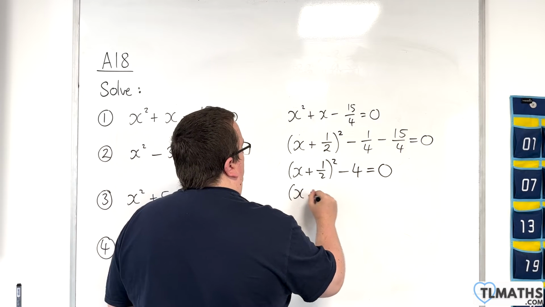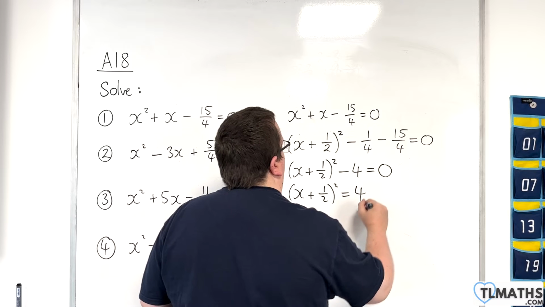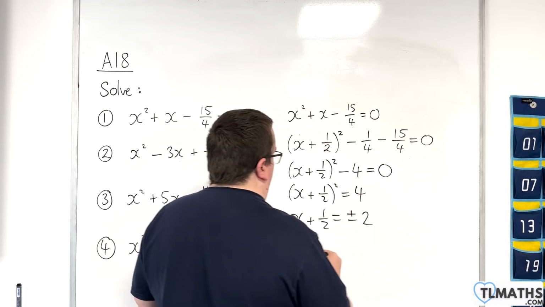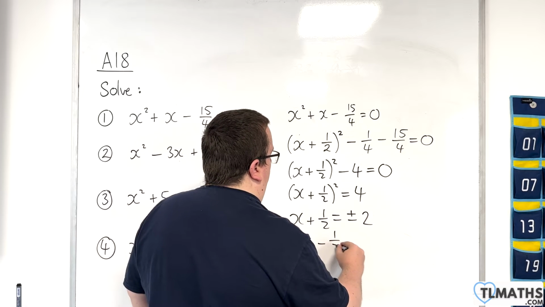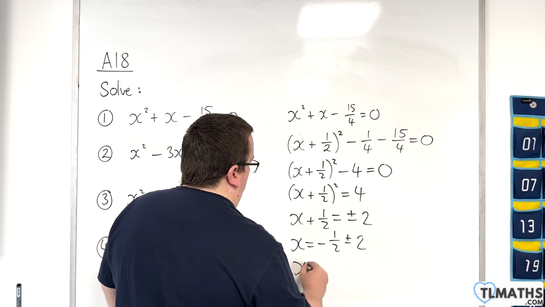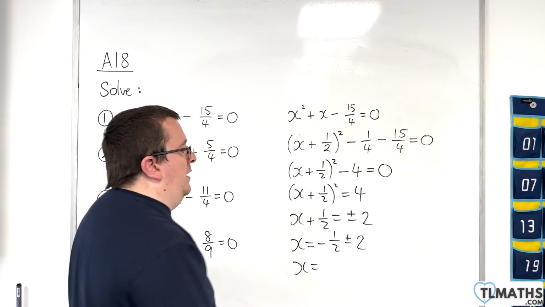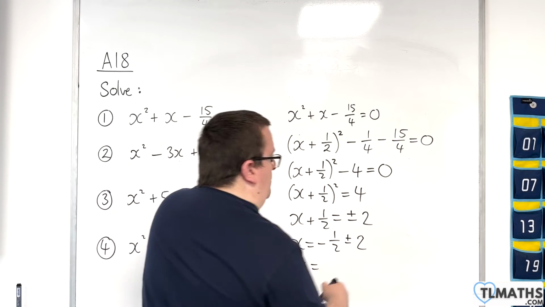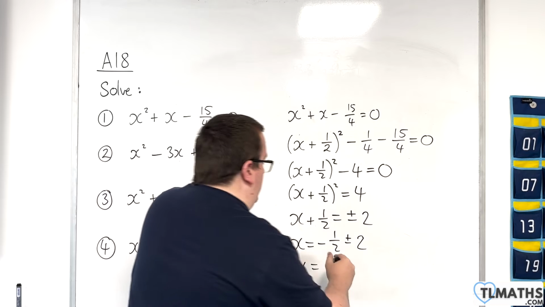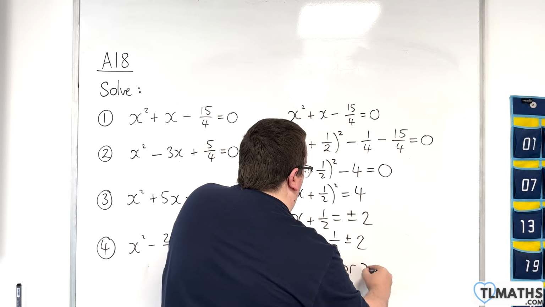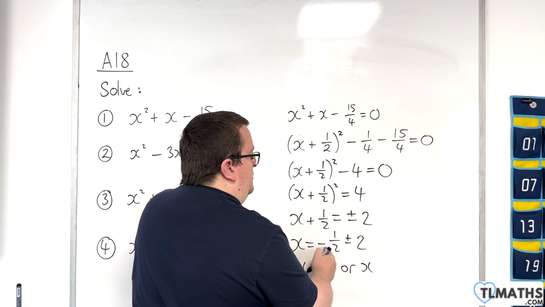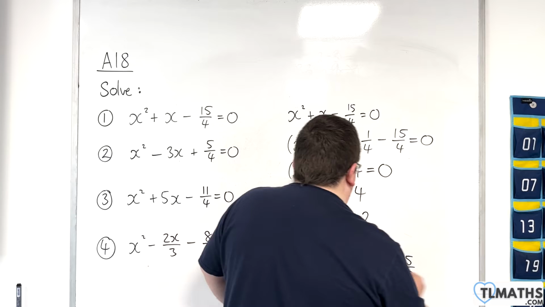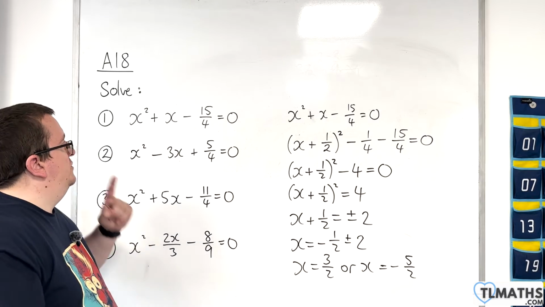So now add the 4 to both sides, and then square root both sides. So x plus a half is equal to plus or minus 2, and then subtract a half from both sides. So we either have minus a half plus 2, which is 3 halves, because 2, remember, is 4 halves. So minus a half plus 4 halves is 3 halves. Or minus a half take away 2. So minus a half take away 4 halves is minus 5 halves. So 3 halves and minus 5 halves are solutions to question number 1.